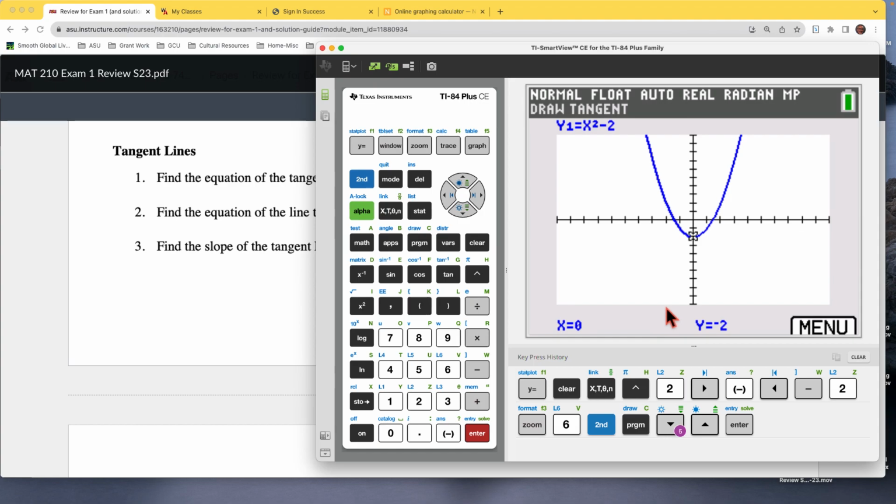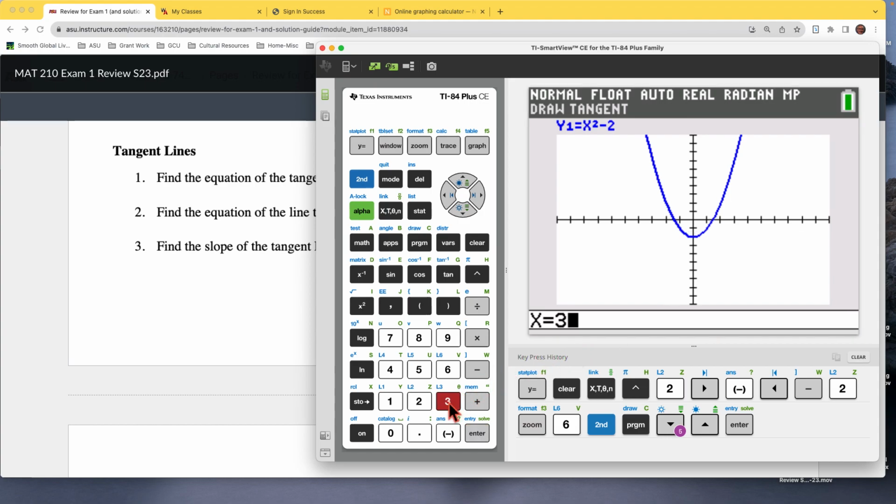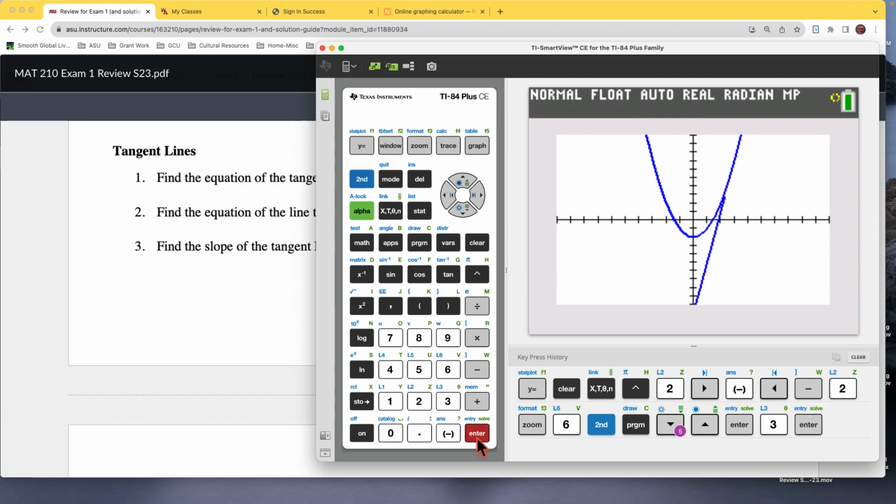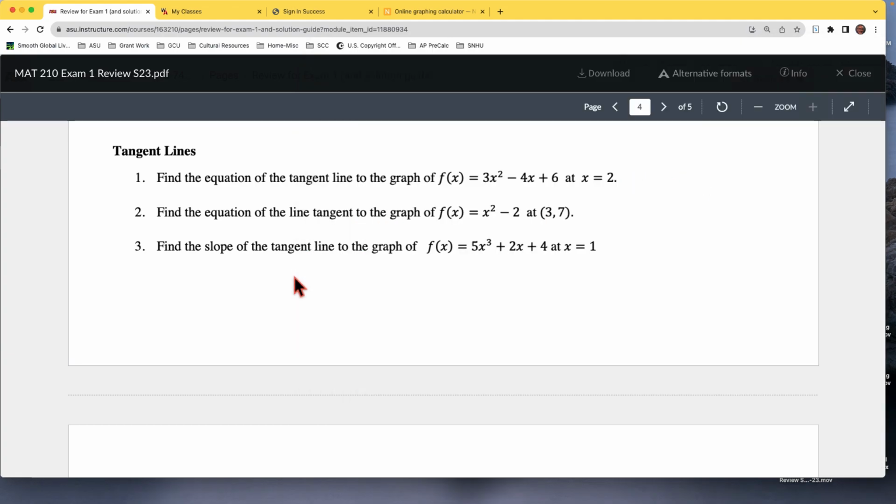And then it's just waiting. We put in the x coordinate, so it was 3, and 7 was the point they gave us. We're just going to put in x equals 3. We'll press enter. There's the tangent line. It's going through x equals 3. And here's the equation of the tangent line, 6x minus 11. It doesn't show us what that is, but that coordinate, if you come over here, that point that's flashing is actually 3, 7.